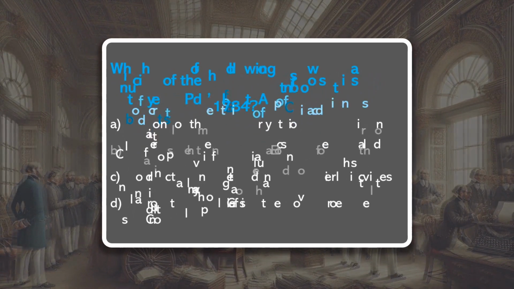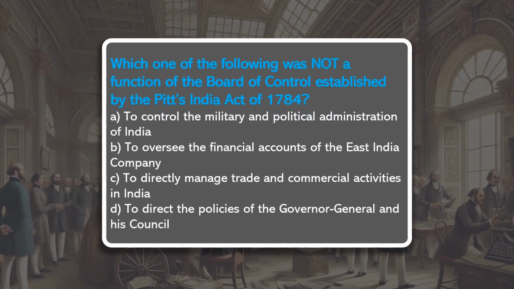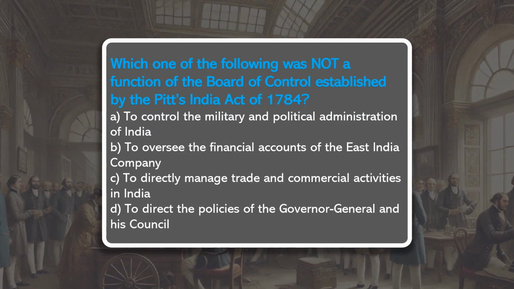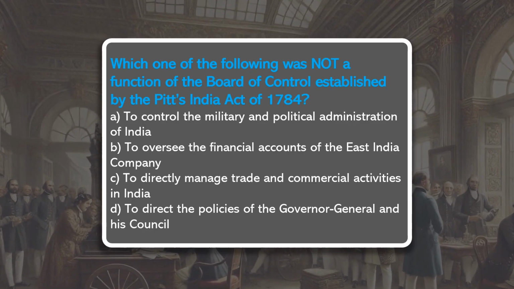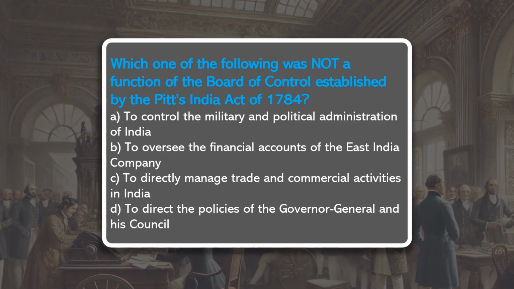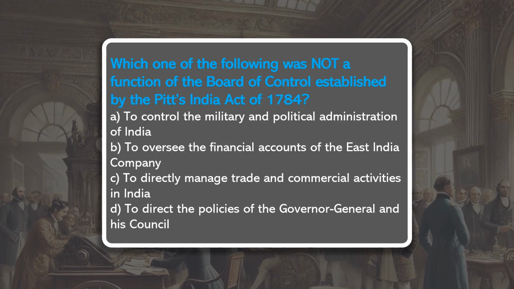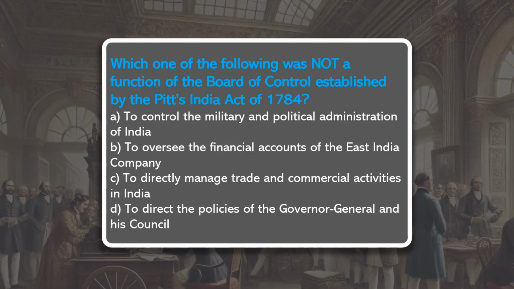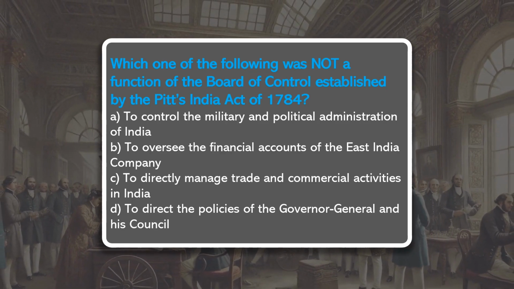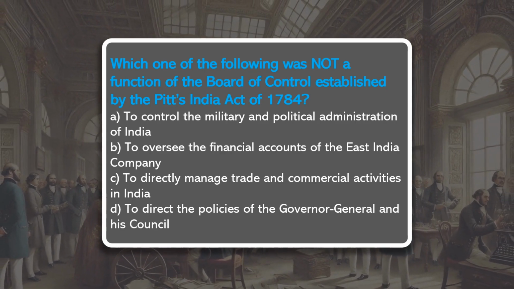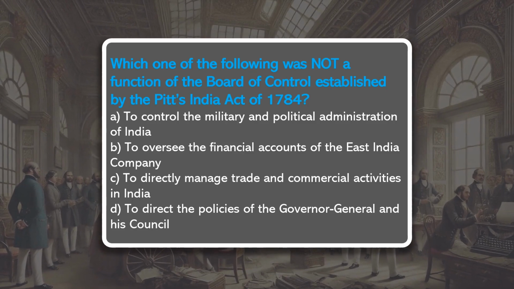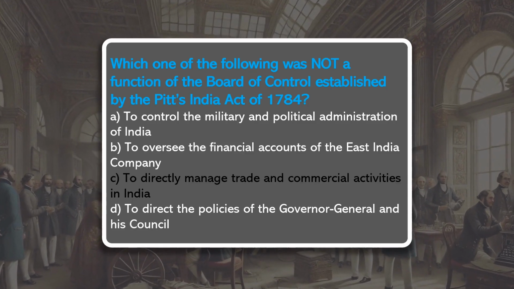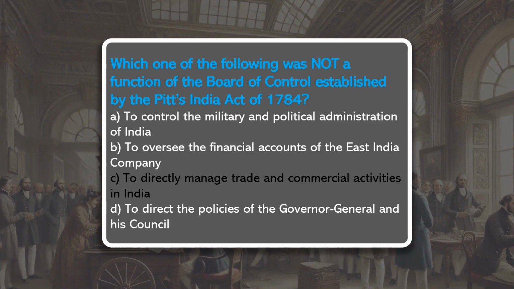Question 2. Which one of the following was not a function of the Board of Control established by the Pitt's India Act of 1784? Options are A. To control the military and political administration of India, B. To oversee the financial accounts of the East India Company, C. To directly manage trade and commercial activities in India, D. To direct the policies of the Governor General and his council. Answer is C. To directly manage trade and commercial activities in India.